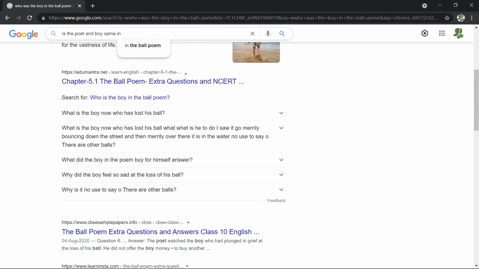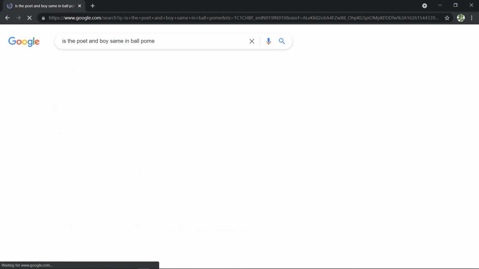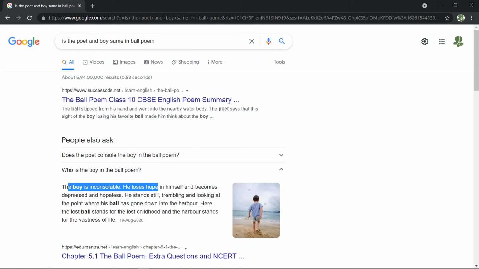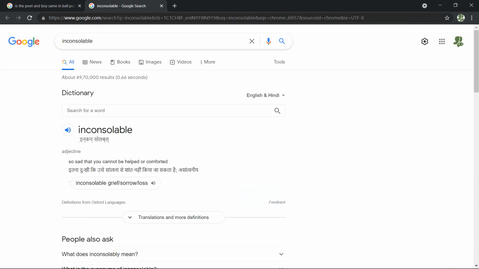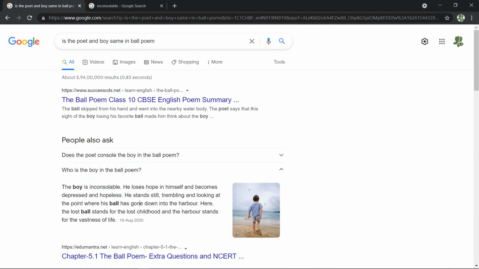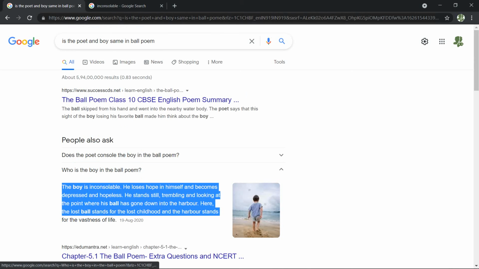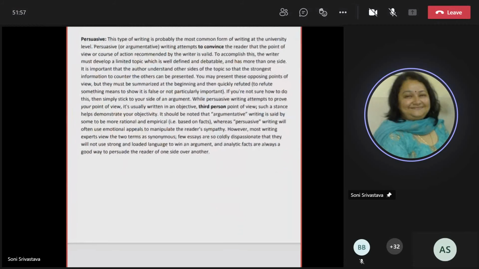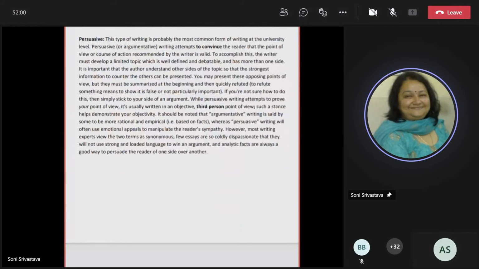Now, coming to the last one, that is persuasive writing. This type of writing is probably the most common form of writing at the university level. This is mostly when we talk about a very debatable kind of thing. You question something, you give your point of view, you put across your view to somebody else, you try to convince the reader. That is when you use this kind of writing, that is persuasive writing.